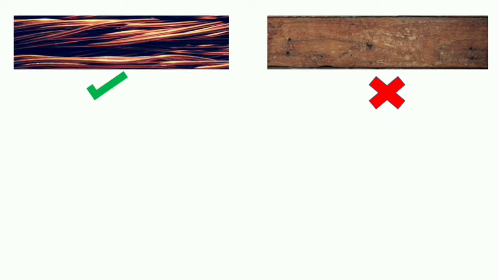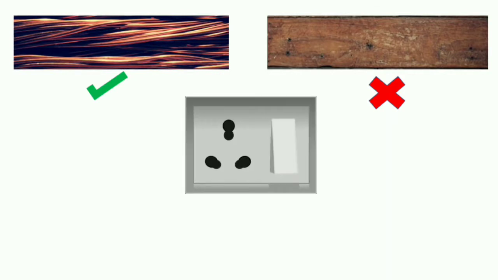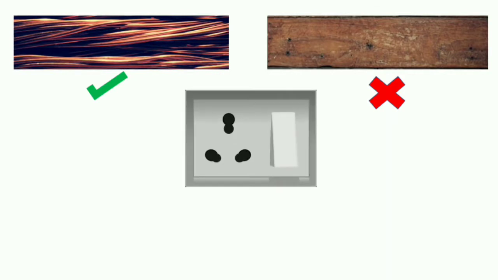Why is it that metals are always used in wires and not wood? And why is plastic always used in switches? The answer is pretty simple, right? Because we need conducting materials in wires and we need insulators or non-conducting materials in switches.